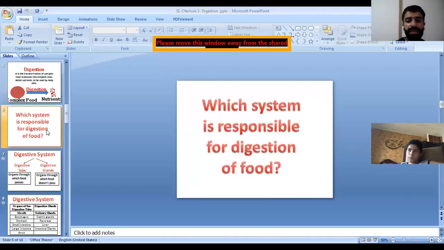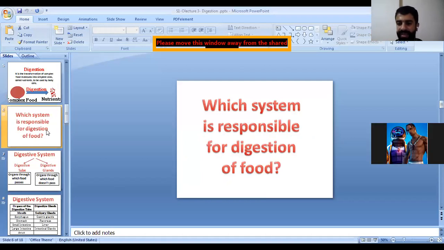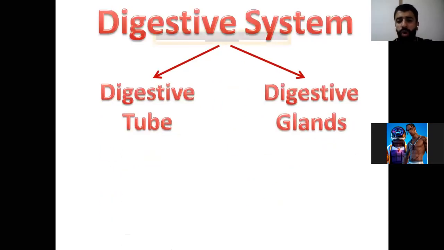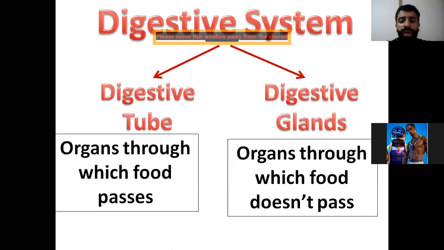Which system is responsible for the digestion of food? Sure, it's the digestive system. The digestive system is divided into two parts, two categories: either the digestive tube or the digestive glands. Digestive tube organs are organs through which the food passes, while digestive glands are organs through which food does not pass.